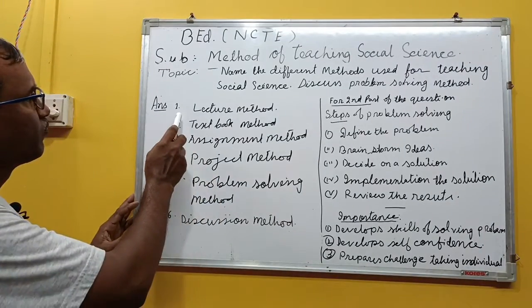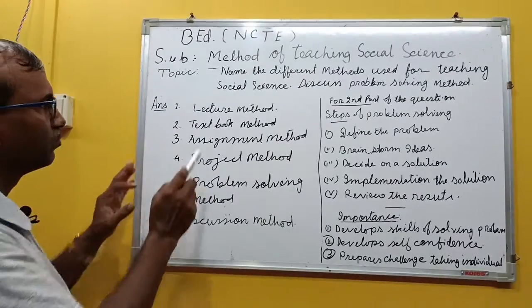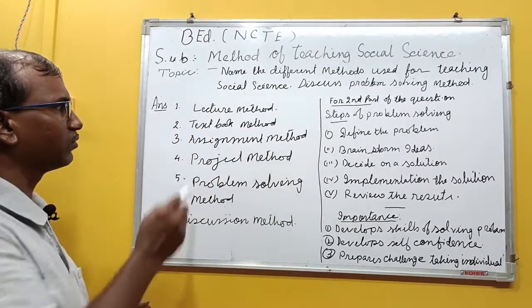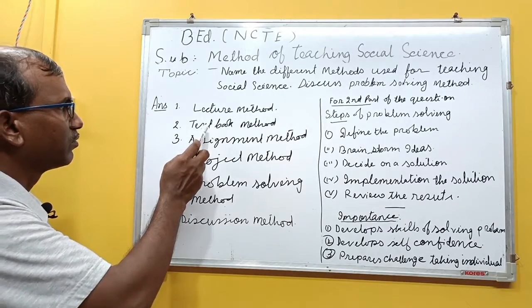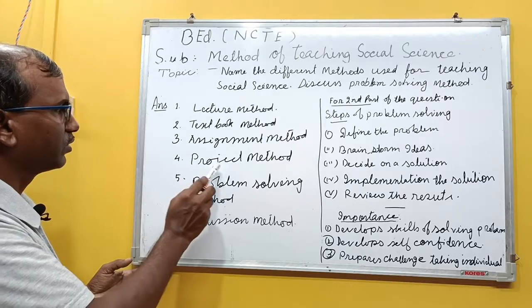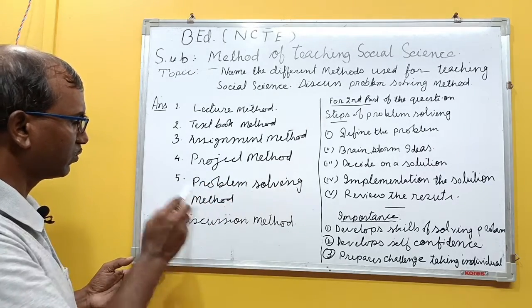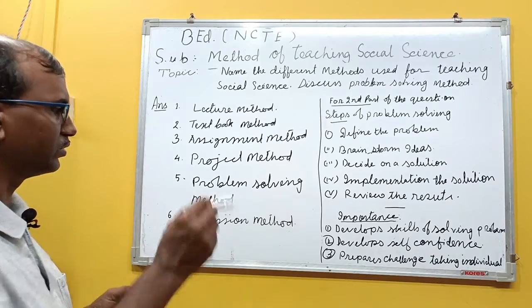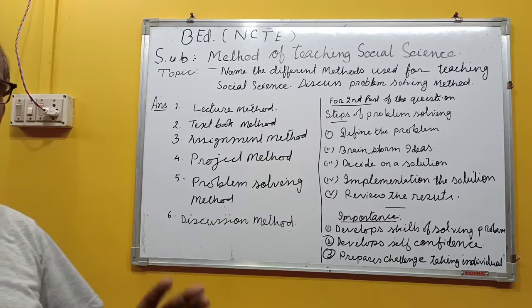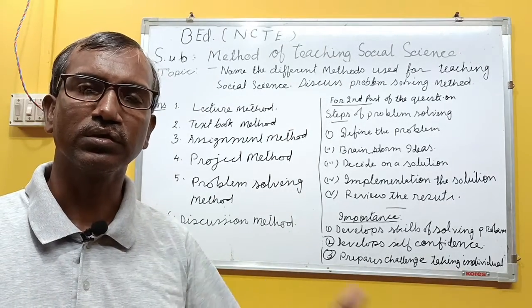Let us see, what are the different methods? Number one, lecture method, number two, textbook method. Number 3, assignment method. Number 4, project method. Number 5, problem solving method. Number 6, discussion method. These are some of the methods which are used in teaching social science in secondary level.